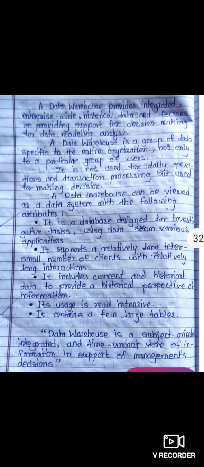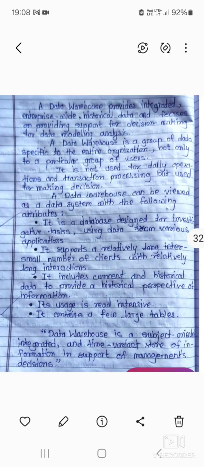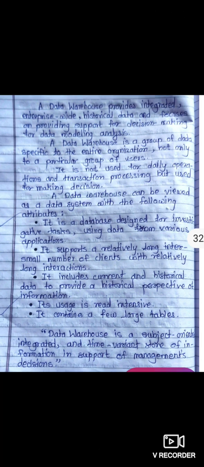It supports a relatively small number of clients with relatively long interactions. It includes current and historical data to provide a historical perspective of information. Its usage is read intensive. It contains a few large tables. A data warehouse is a subject oriented, integrated, and time variant store of information in support of management decisions. This is the data warehouse definition. It is subject oriented, it is integrated, and it is time variant.